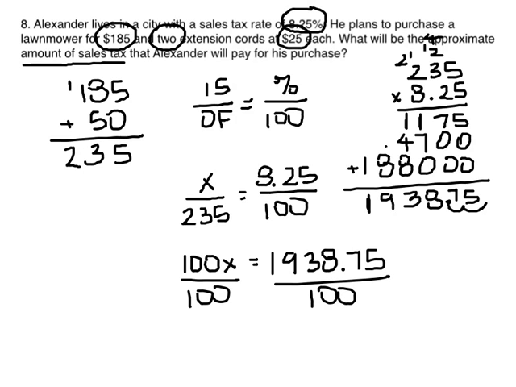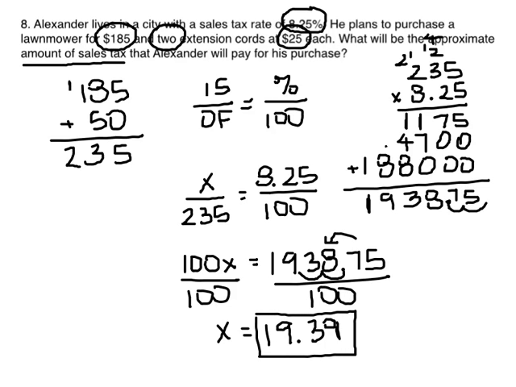When we divide by 100, remember we move our decimal 2 places to the left. So x is going to be 19.39 if we round up. So it asks, what is the approximate amount of sales tax? So it is asking for this number right here. Good job.